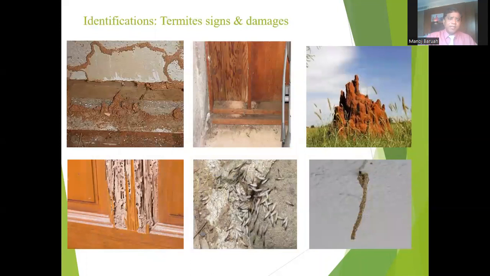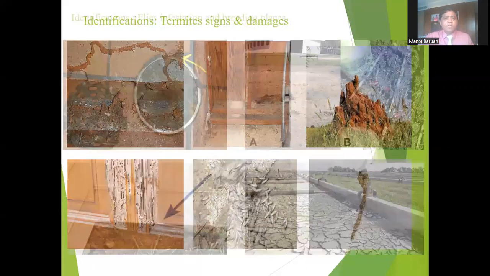In case of termites, you need to find out the mud tunnels, because they cannot travel without these tunnels. I need to find out whether it is dry or moist, because in dry mud tunnels the termites are left. Then swarming insects, then damage signs, all these.